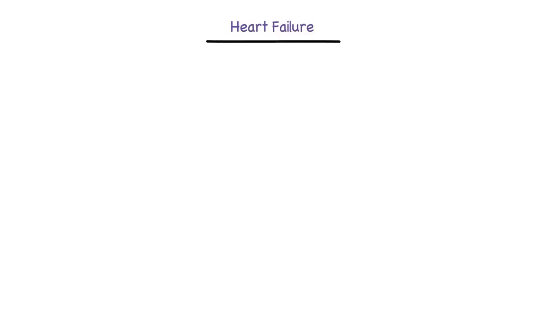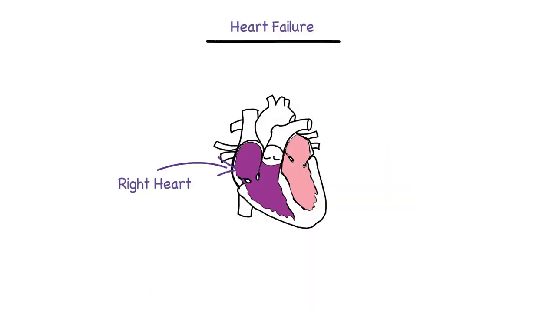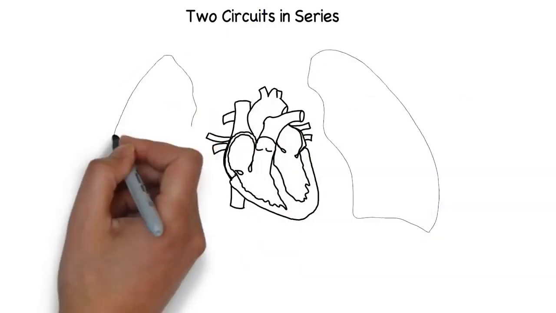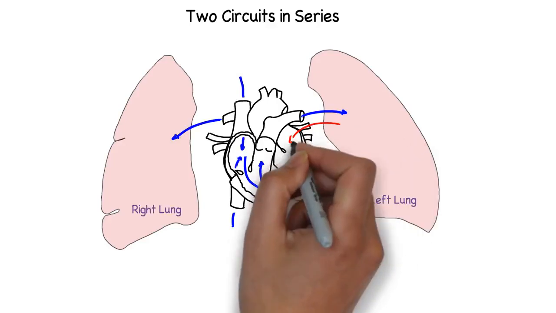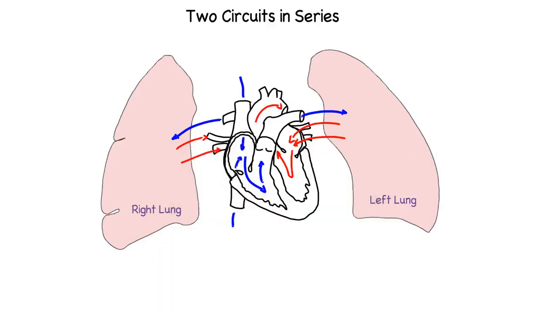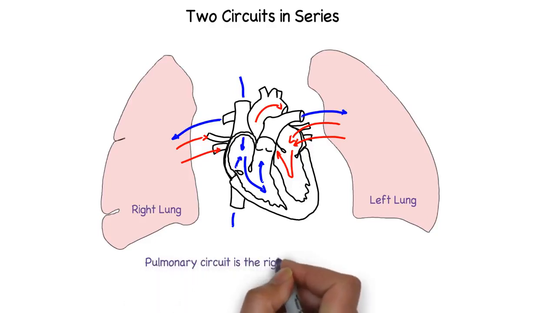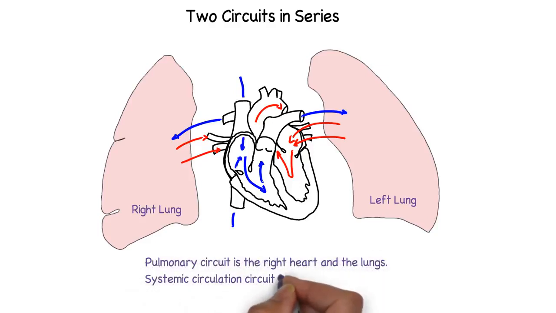Let's start. Our heart is made up of two pumps, the right and the left heart. The right heart receives the blood from the body and pumps it to the lungs, while the left heart receives blood from the lungs and pumps it to the body. This setup separates the right and left heart into two separate circuits that are joined in series. The two circuits are the pulmonary circuit and the systemic circulation. The pulmonary circuit being the lungs and the systemic circulation being the body.